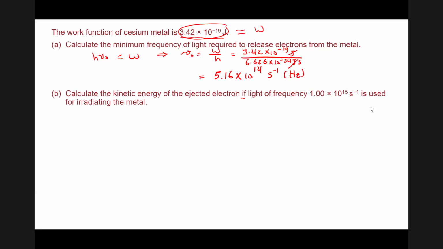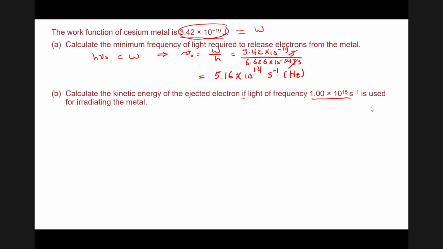This is the minimum frequency of light that is able to eject the electron from the surface of a cesium metal. The second part of the question asks to calculate the kinetic energy of the ejected electron if you use light with that frequency instead.